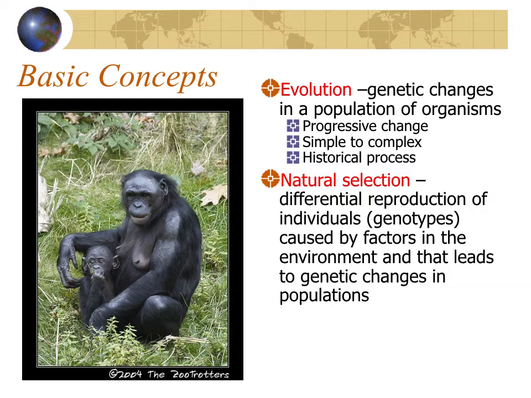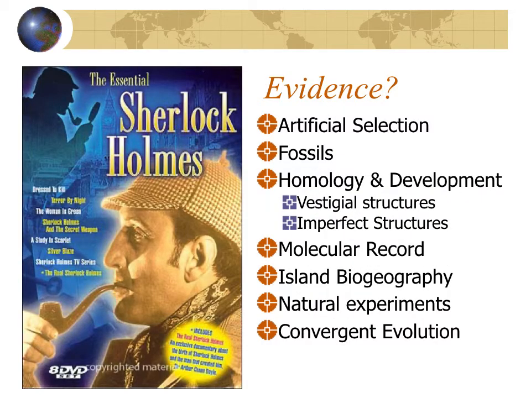And the main mechanism, we think, is called natural selection, the differential reproduction of genotypes caused by factors in the environment. Who's going to leave more offspring? Okay. So, we talked before about artificial selection, fossils, homology, and development. I'll just review that again, and then I'm going to talk a little bit about the rest of it.